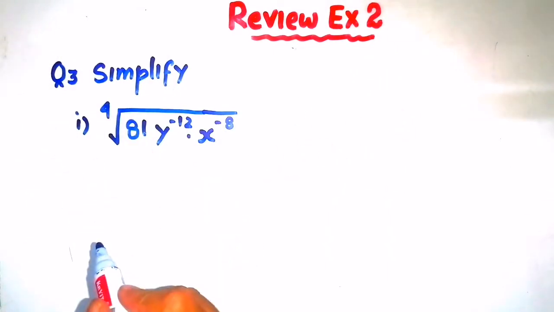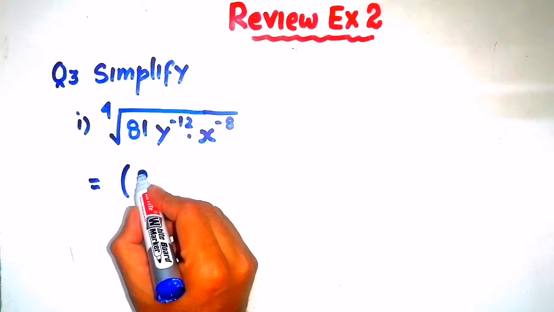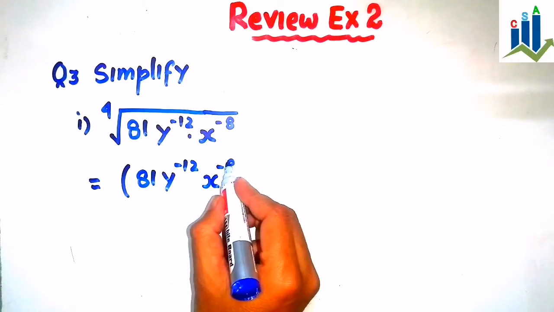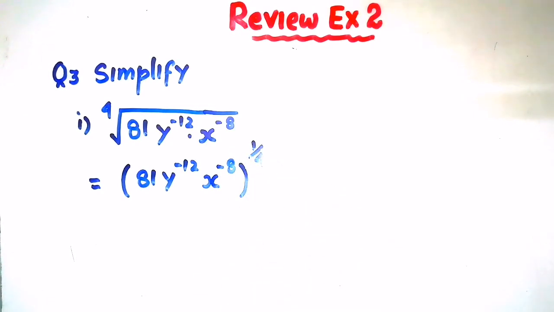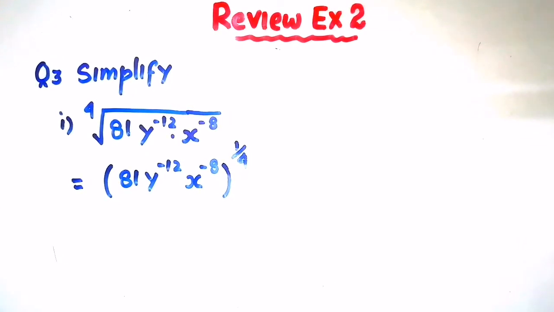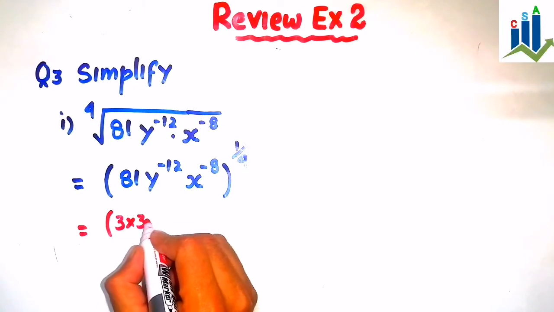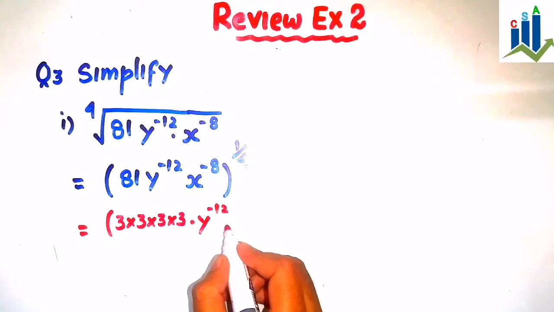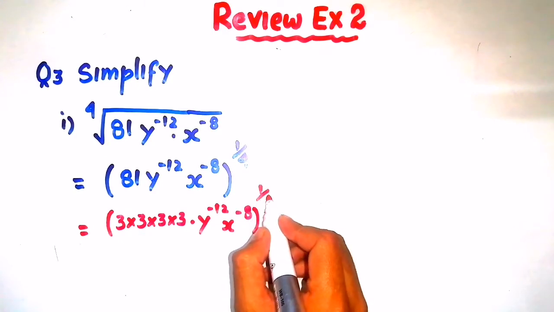Question number 3 is simplify. First of all we will write in exponent form, so it will become (81 y^-12 x^-8) whole power 1 over 4. Then, as we know, 81 can be written as 3 multiplied by 3 multiplied by 3 multiplied by 3, so y raised to power minus 12, x raised to power minus 8, whole power is 1 over 4.